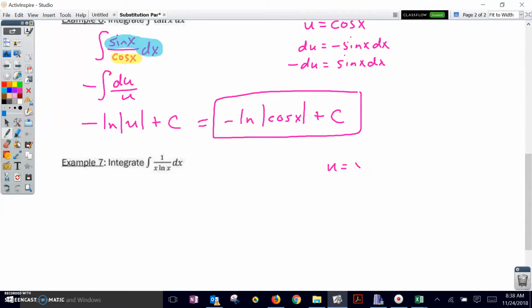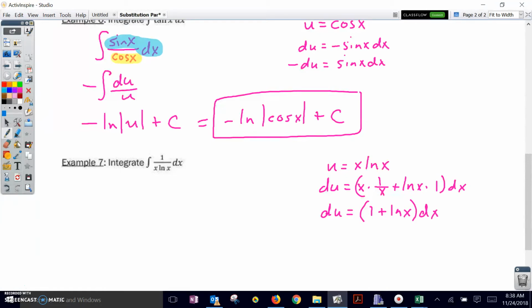just so that you know how bad of a choice this turns out to be. If we tried to substitute u equals x natural log of x, then du would be equal to, and we need to apply the product rule to this, so we've got x times the derivative of the natural log plus the natural log times the derivative of x, all times dx. And if we tried to make that substitution, we would end up with this quantity as du.